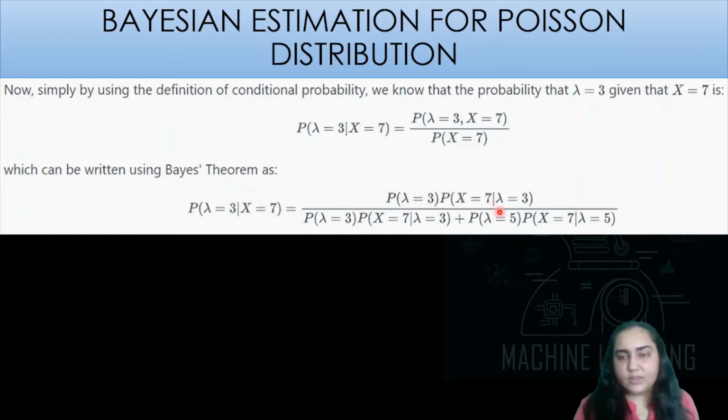So you're taking P of x equal to 7 given lambda equal to 3, and then you are putting P of lambda equal to 3 over here as multiplication. And in the denominator, you're going to take this whole term and add to it lambda equal to 5 and x equal to 7, because the other possibility of lambda is 5. So it can be 3 or it can be 5. So we are going to add the second possibility as well here using Bayes' theorem.